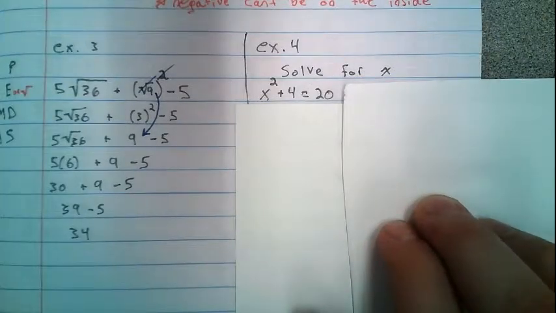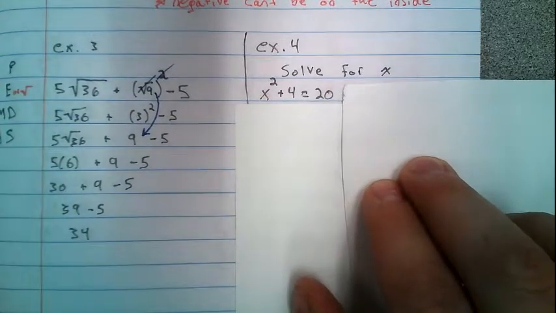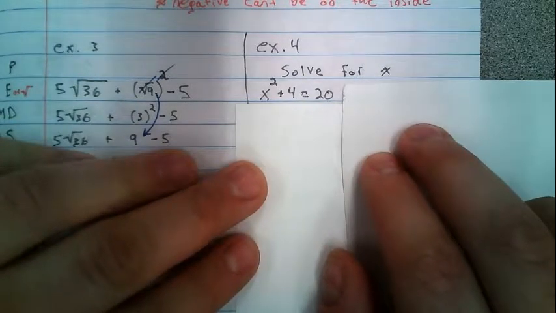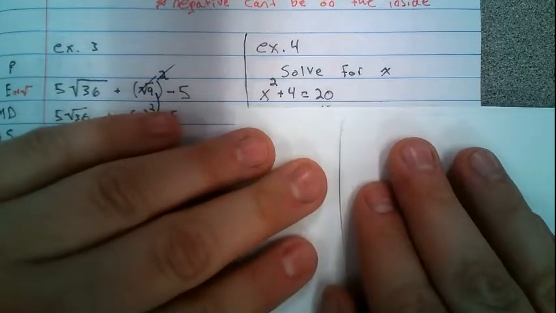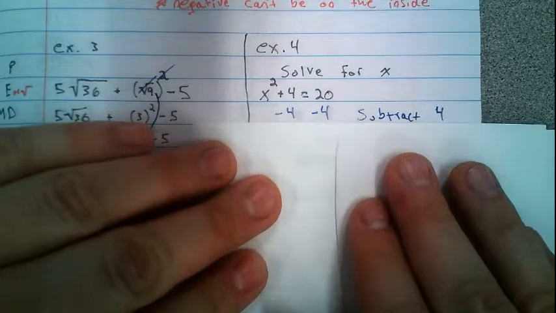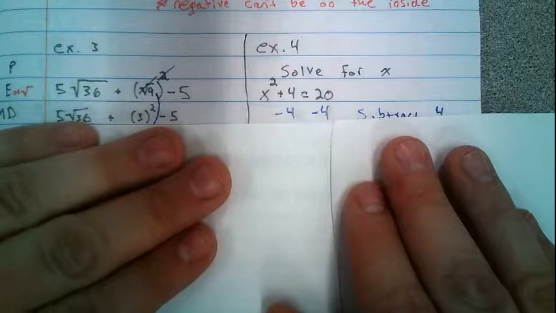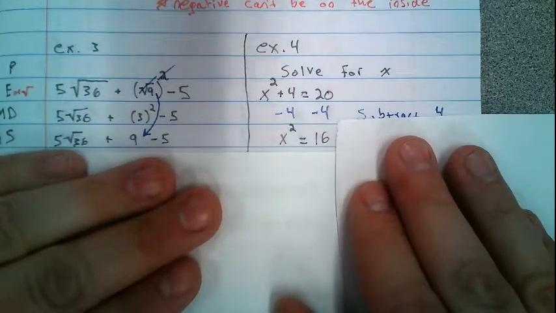In example 4, I'm asked to solve for x. And I'm given the equation x squared plus 4 equals 20. My first step when solving for x is to get the x by itself. So right now we're adding 4 to it. I need to do the opposite of adding 4, which would be subtracting 4. So I'm going to subtract 4 from both sides. Subtract 4 on the left, subtract 4 on the right. And I'm left with x squared equals 16.